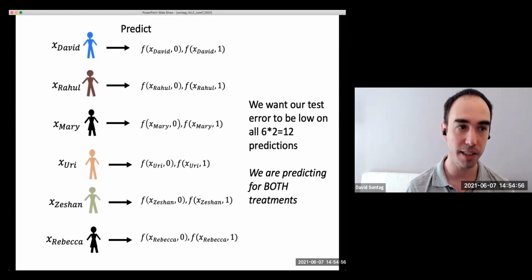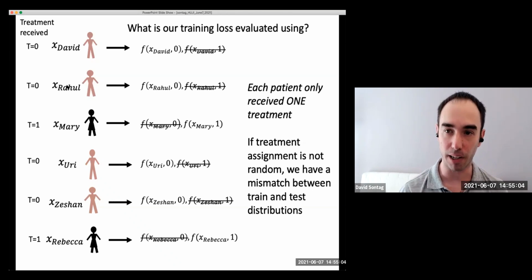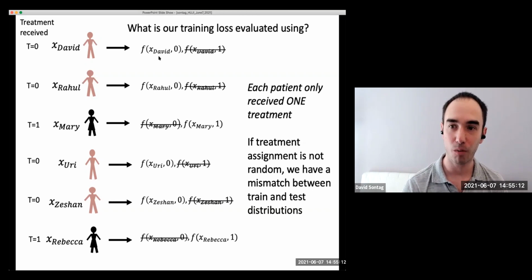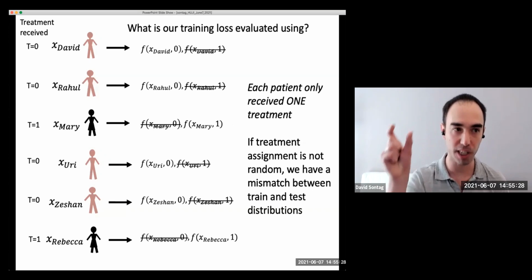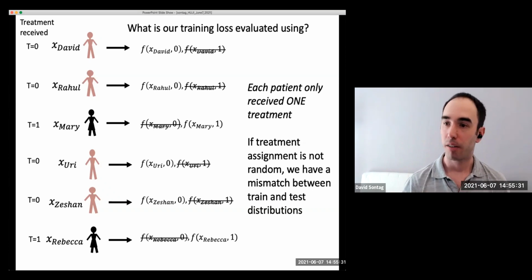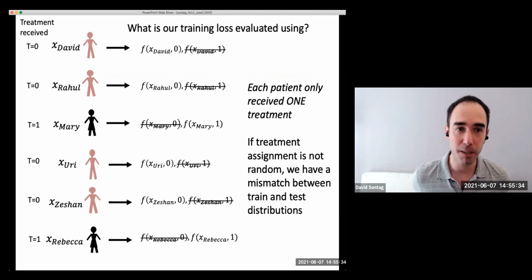Now, the difficulty that arises is that your training data comes from patients who got actual treatments, and each patient only got a single treatment. So our training data looks a little bit more like this. If David only received treatment 0, then our loss function during training can only look at how well we're predicting for f of x comma 0, because we only observe treatment 0 for that patient. If Mary, on the other hand, received treatment 1, then our loss function during training would look at how well f of x Mary, comma 1 predicts the y for Mary, right?